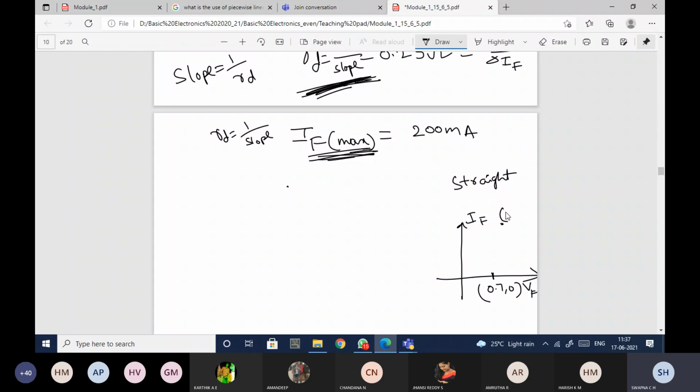The maximum current there is 200 milliamperes. So x comma y again: the x value I don't know, so let me write it as VF1, and this y value is nothing but 200 milli, or I'll write it as 0.2 amperes. Milli means 10 power. What is milli?